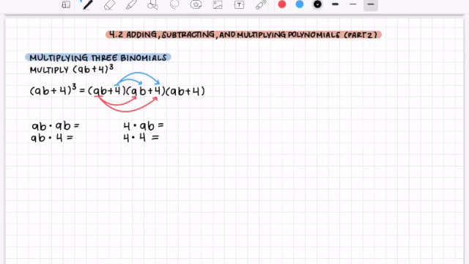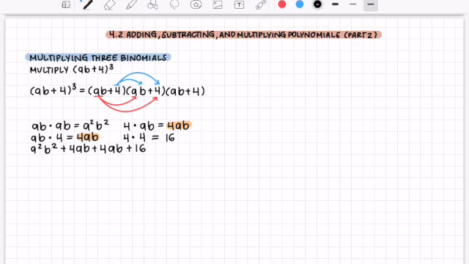So ab times ab equals a to the power 2 times b to the power 2. ab times 4 is 4ab. Then 4 times ab is just 4ab. 4 times 4 just equals 16. So we get our new expression. I'm going to combine our like terms, 4ab and the other 4ab. So we get here a to the power 2 times b to the power 2 plus 4ab plus another 4ab plus 16.